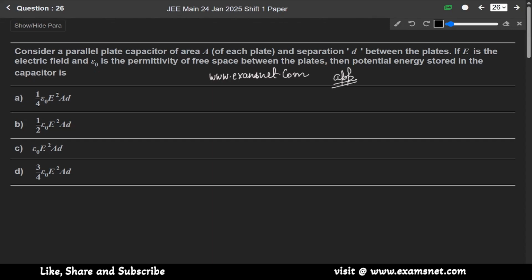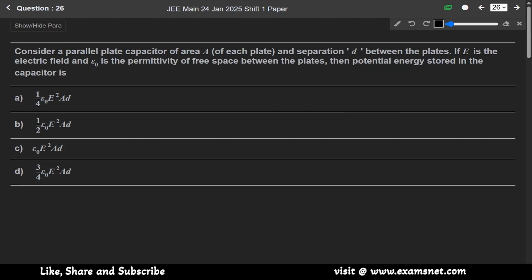So, students, today we will be solving JEE Main 24th Jan 2025 shift first paper. In this particular video, I'll be solving the physics part of the paper. Starting with the very first question of the physics section, that is question number 26.